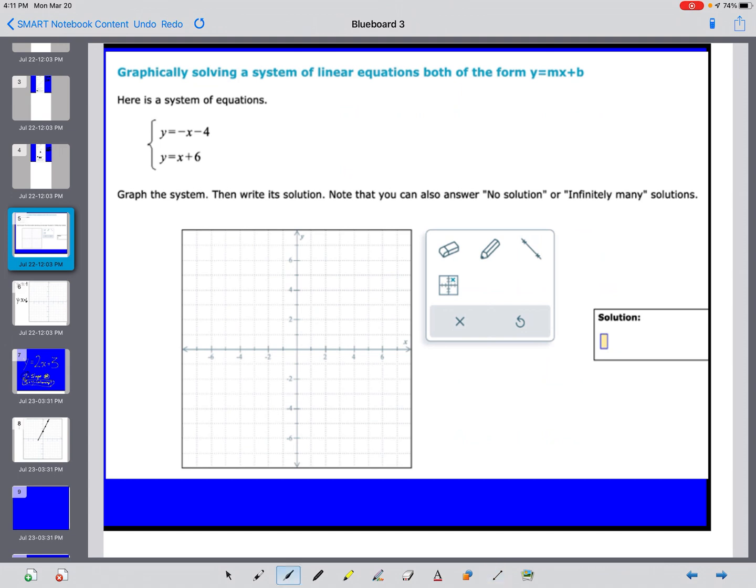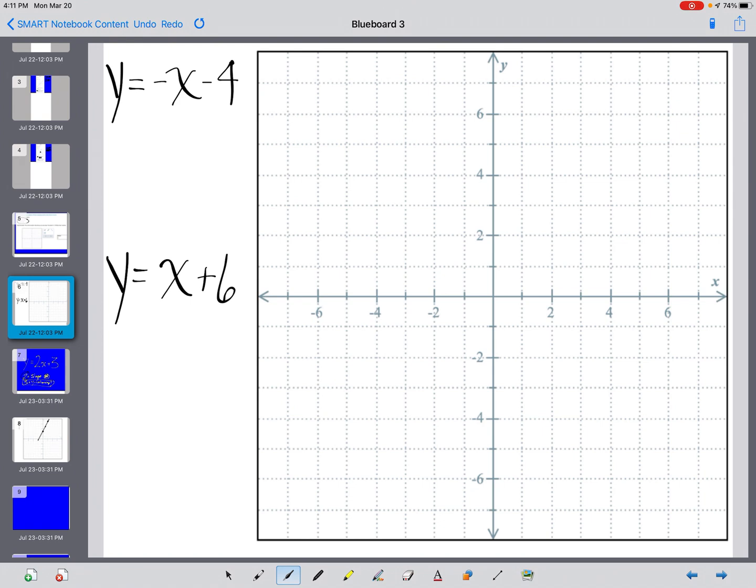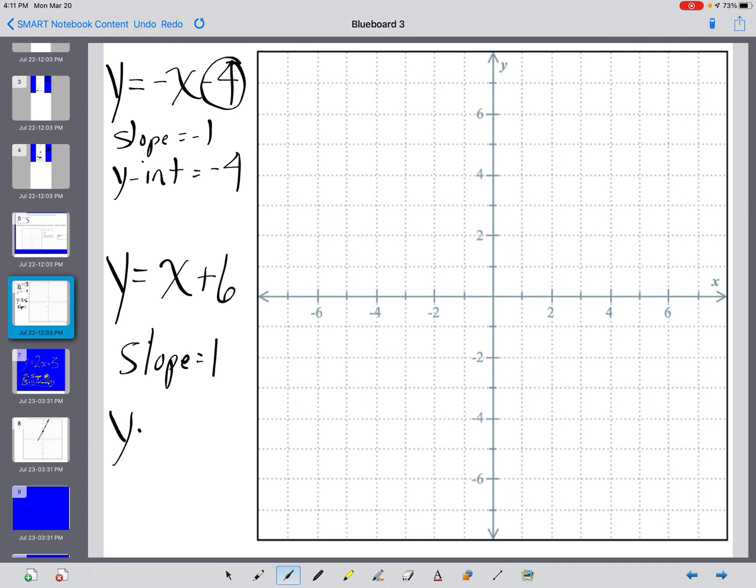We have these two equations here. We have y equals negative x minus 4, and we have y equals x plus 6. So what does that look like in terms of slope and y-intercept? Well, for this problem, whenever we don't see a value in front of x, it's understood that it's 1. So for this one, the slope is negative 1. The y-intercept is going to be negative 4. I got that from right here. For the bottom equation, we see that the slope is going to be 1, and the y-intercept is going to be 6.